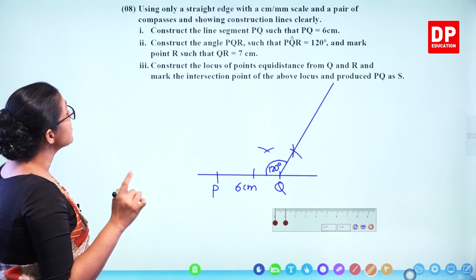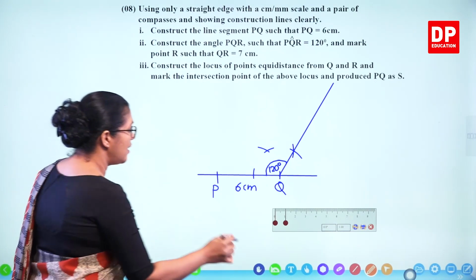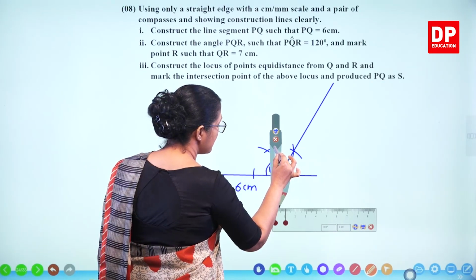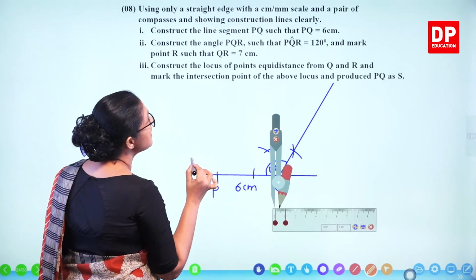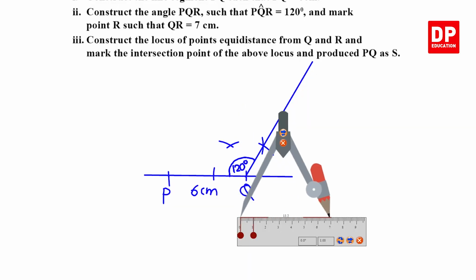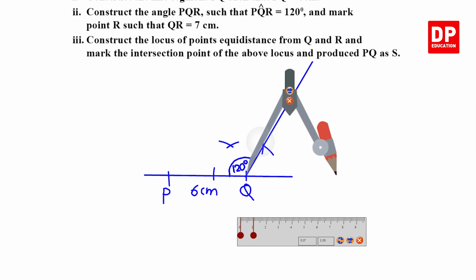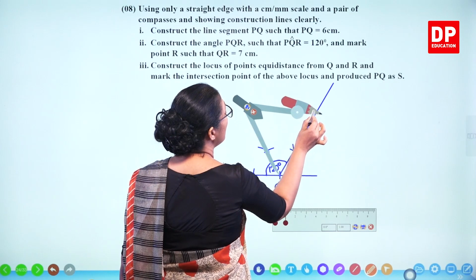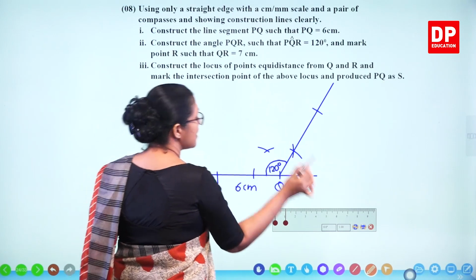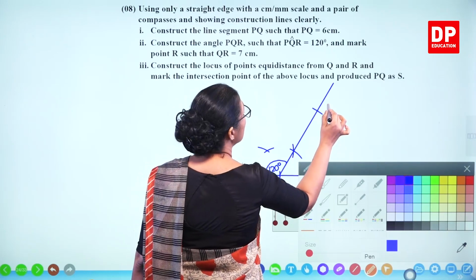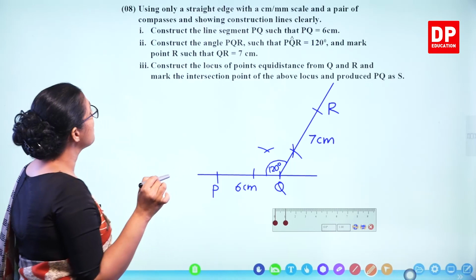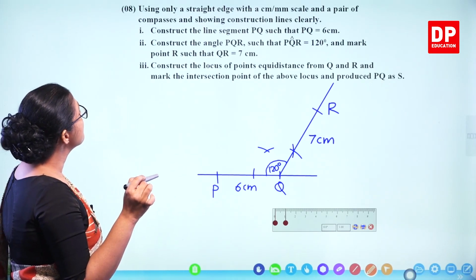And mark point R such that QR is 7. Now we need the compass to measure 7 centimeters. So you can keep the compass here and mark 7 centimeters. So this is R, 7 centimeters. So that's the PQR points.